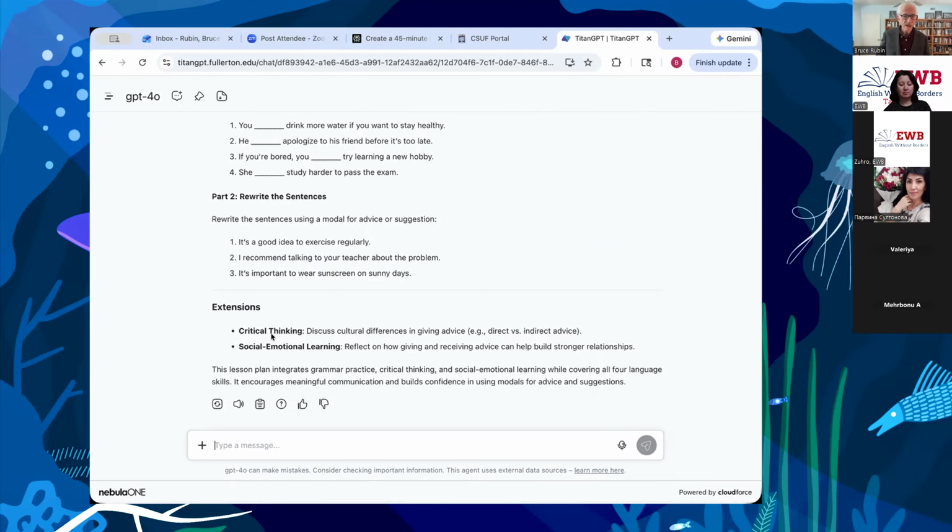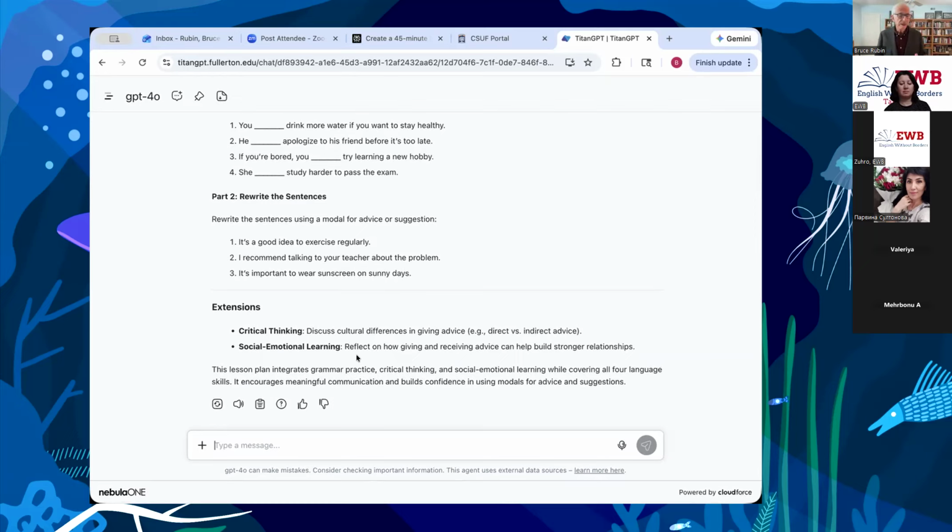And finally, they said some extensions here. You can discuss cultural differences in giving advice. This is quite interesting, and I've seen various exercises on this. You can ask people, when you go into somebody's house, should you take your shoes off? Must you take your shoes off? Could you take your shoes off? Again, you have a lot of possibilities there. And then you can reflect for social emotional learning on how giving and receiving advice can help build stronger relationships.